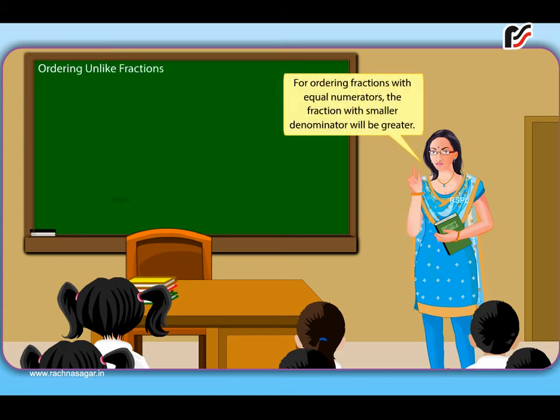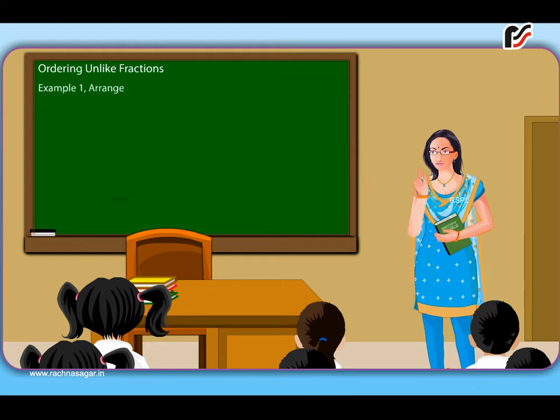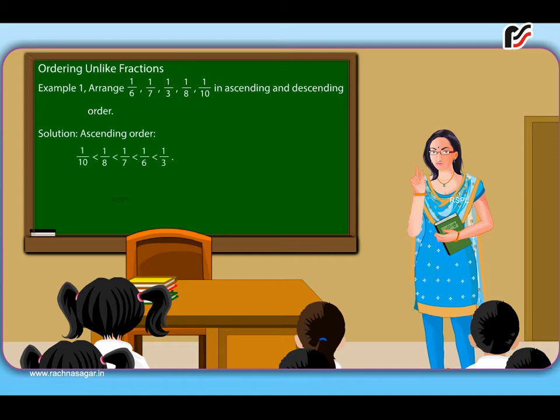For ordering fractions with equal numerators, the fraction with smaller denominator will be greater. Example 1. Arrange 1/6, 1/7, 1/3, 1/8, 1/10 in ascending and descending order. Ascending order: 1/10 is smaller than 1/8, which is smaller than 1/7, which is smaller than 1/6, which is smaller than 1/3. Descending order: 1/3 is greater than 1/6, which is greater than 1/7, which is greater than 1/8, which is greater than 1/10.